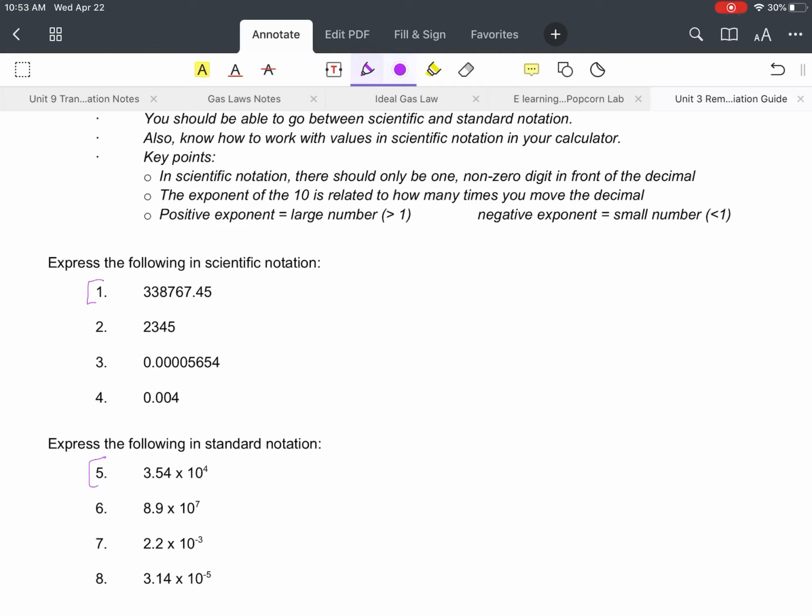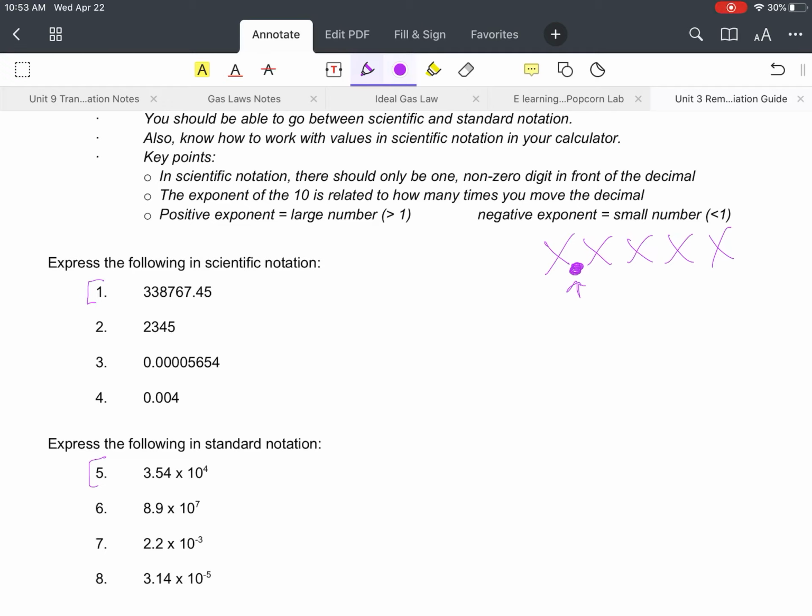Okay, so when I'm turning anything into scientific notation, I'm always trying to move my decimal. If my X's are all numbers, I always want my decimal to be right here, right after that first digit. Okay, so that's my goal. I'm always trying to move it that way.